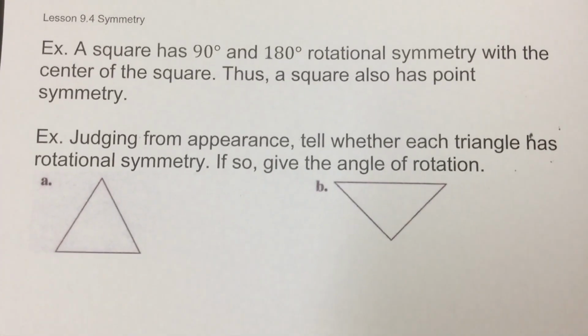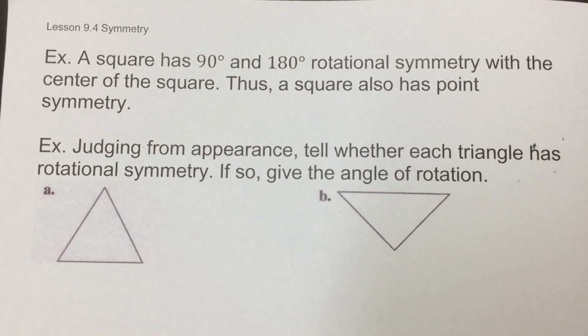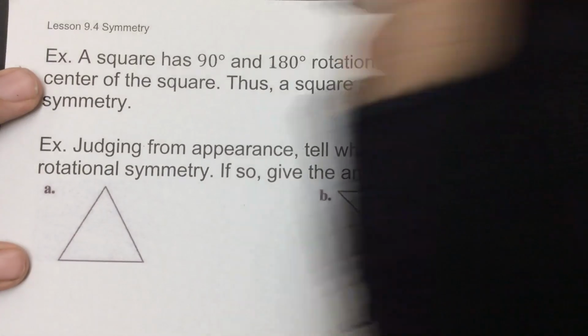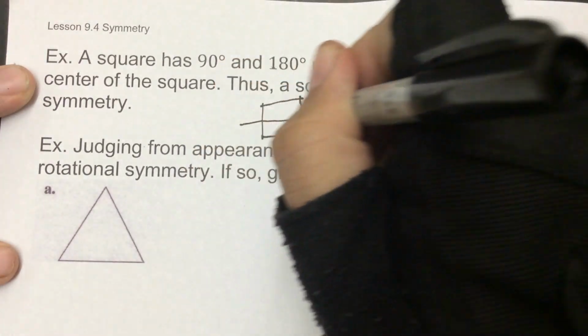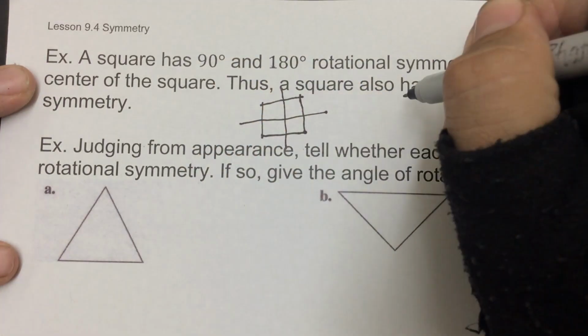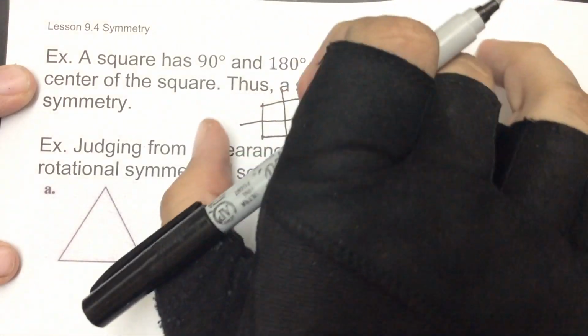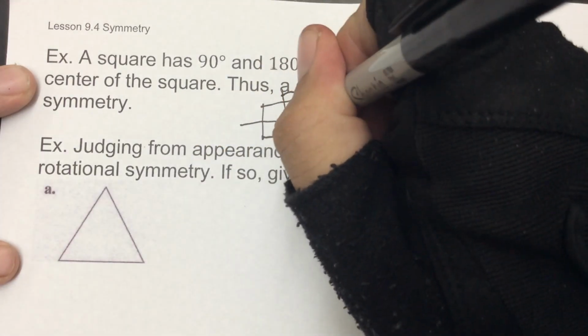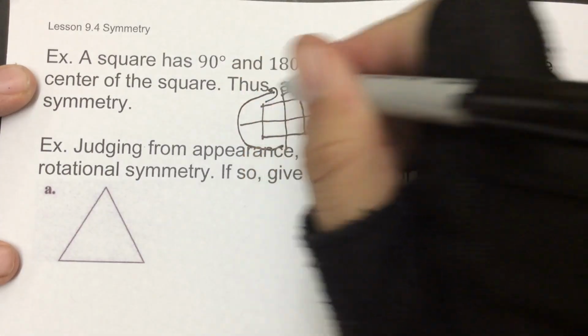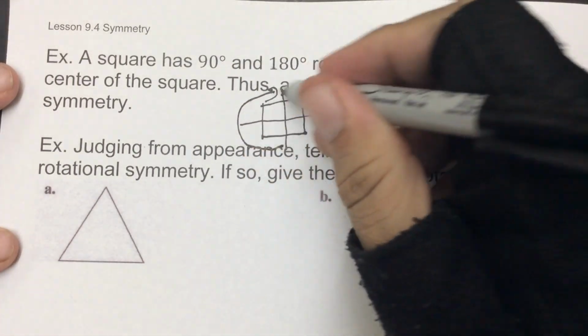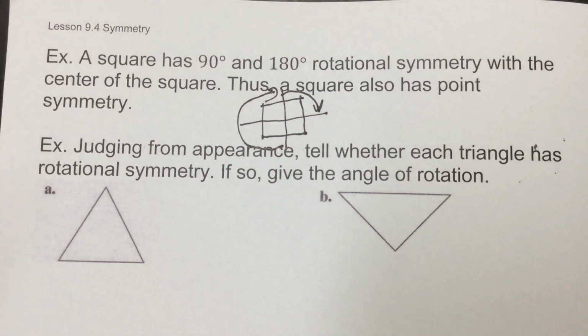So like a square has 90 and 180 degree rotational symmetry with the center of a square. So if you think about it, if we make a square here, we could cut it that way or this way. So rotate it 90, so it would go from, say, this one to this one, and it would work. Or we could go a full 180 and take this bottom and move it to the top and make that fit back up again.